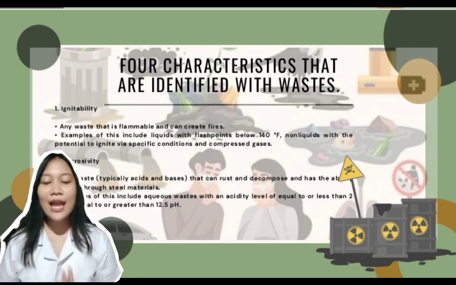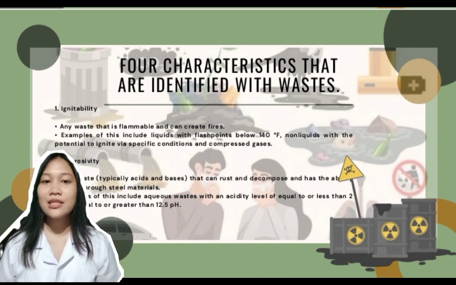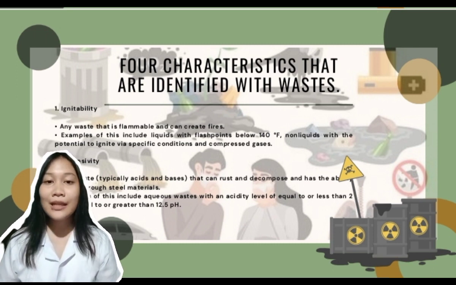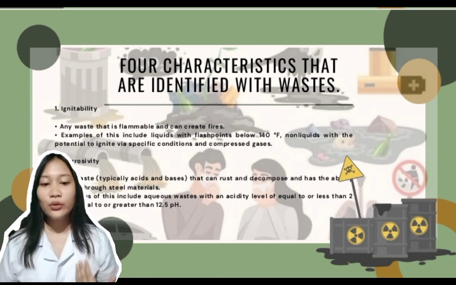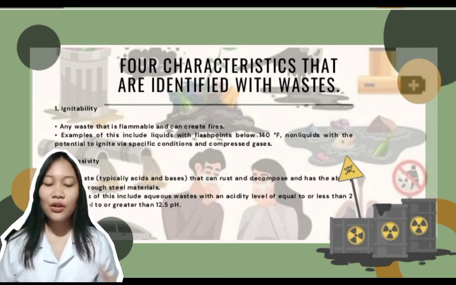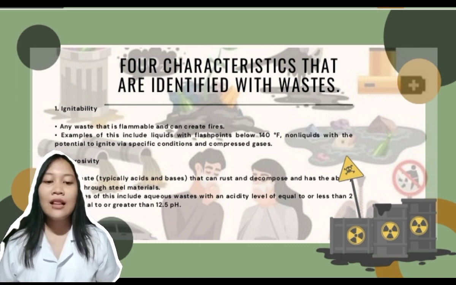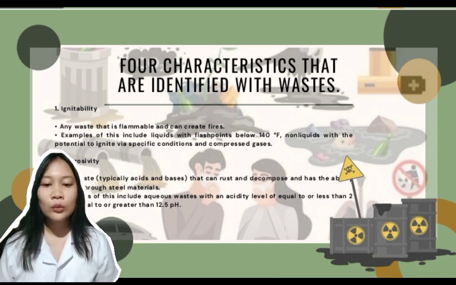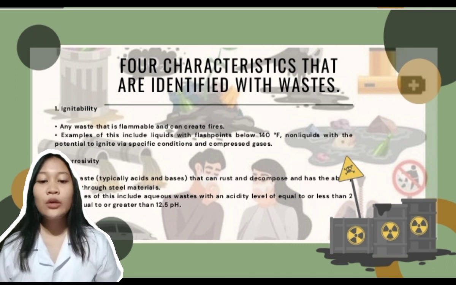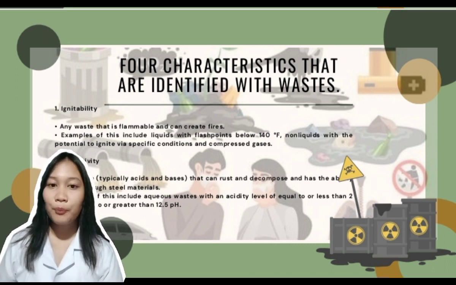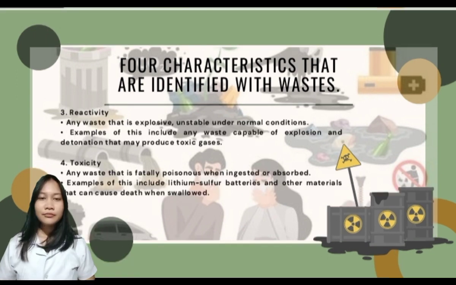Corrosivity is any waste, typically acids and bases, that can rust and decompose and has the ability to melt through steel materials. Examples of this include aqueous waste with an acidity level of equal to or less than 2 pH or equal to or greater than 12.5 pH.